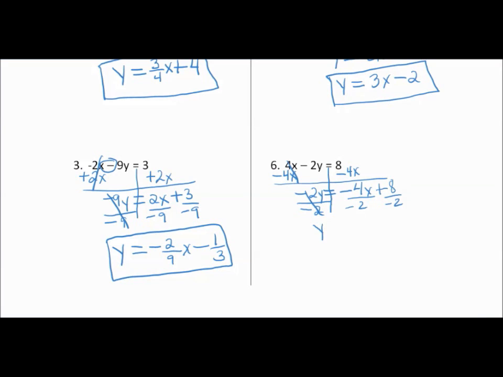Bring down what's remaining. Negative 4 divided by negative 2. Remember, a negative divided by a negative is a positive. So this leaves me with plus 2x. And then here I have a positive 8 divided by a negative 2. Excuse me, a positive divided by a negative is negative. So this becomes minus 4. So my final answer is y equals 2x minus 4.